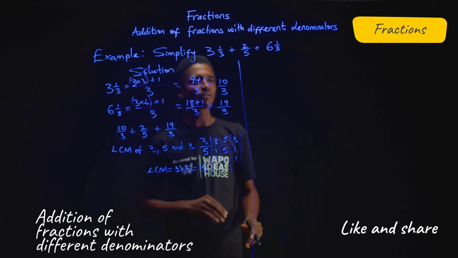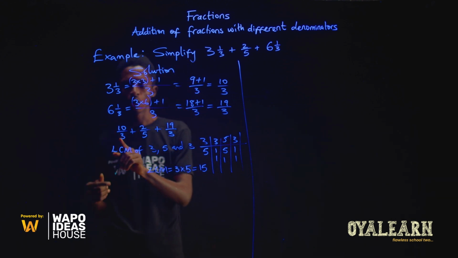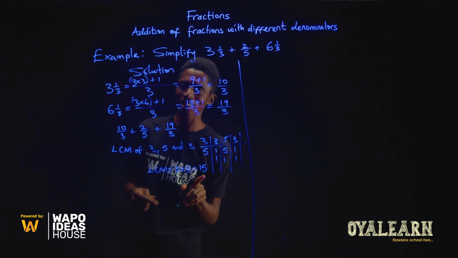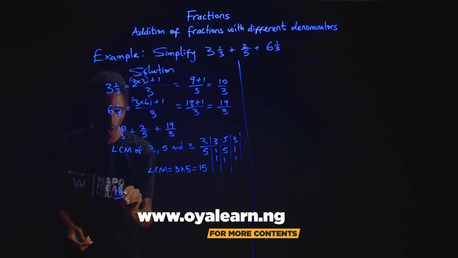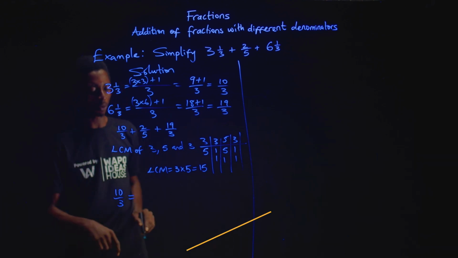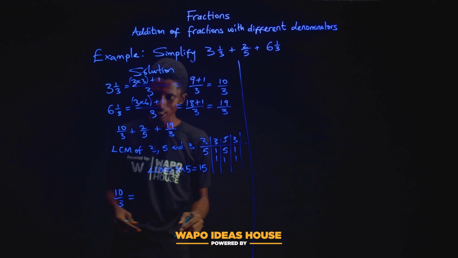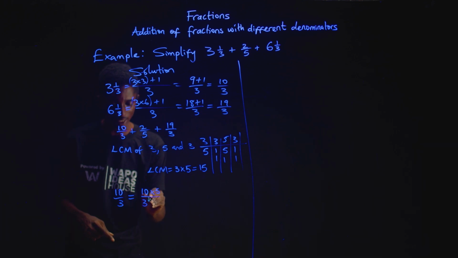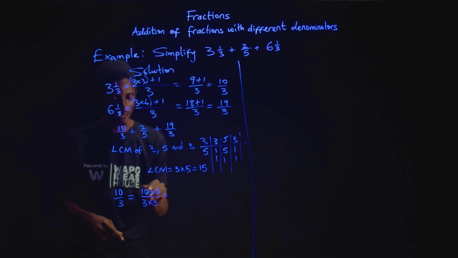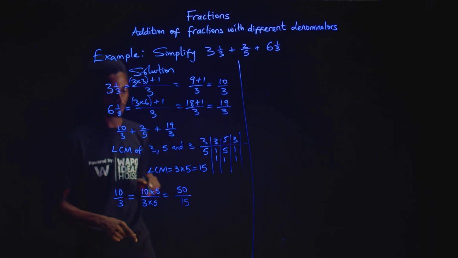Good. Now that we have our LCM, the next thing is to find the equivalent fractions with 15 as their common denominator. Therefore, our 10 over 3 will then become, now, what do I multiply by 3 to get 15? That is 5. So I have 10 times 5 over 3 times 5. And this will give me 50 over 15.